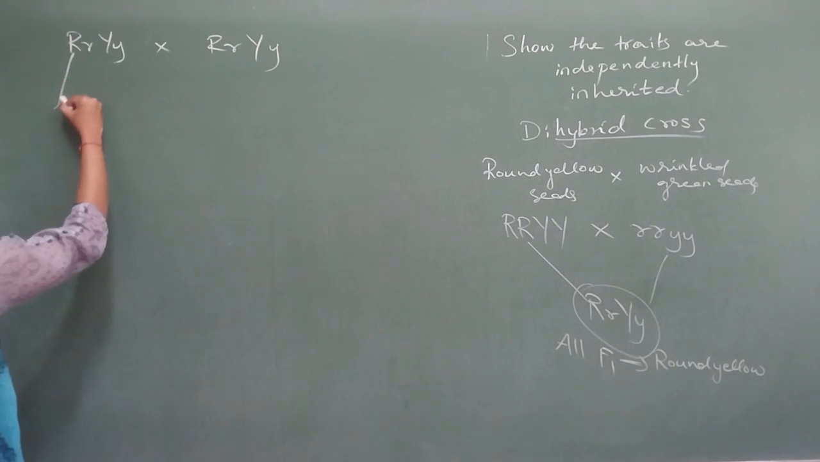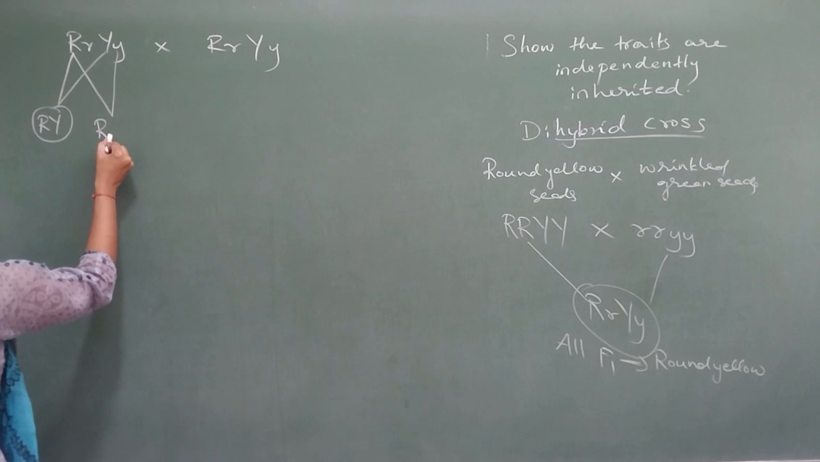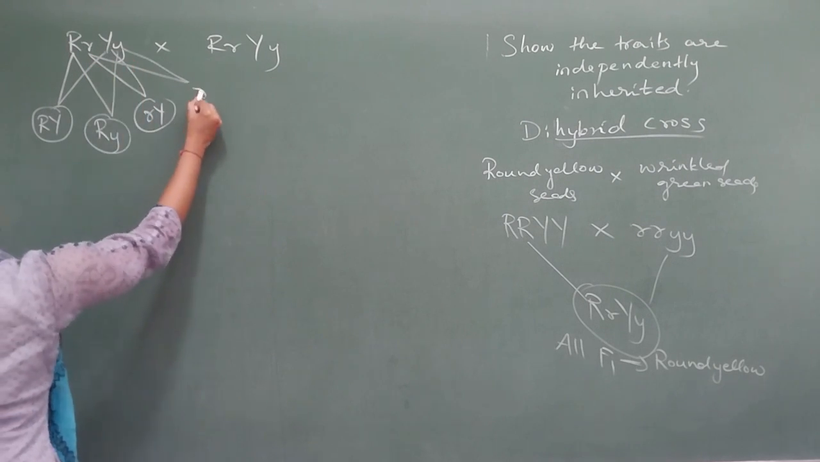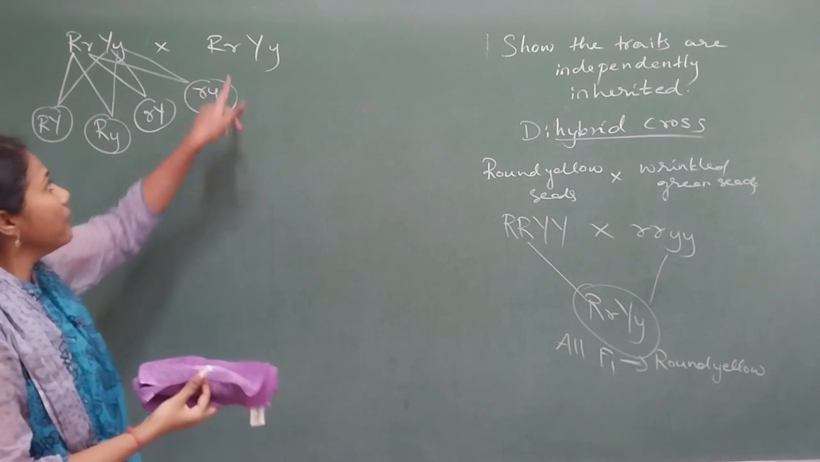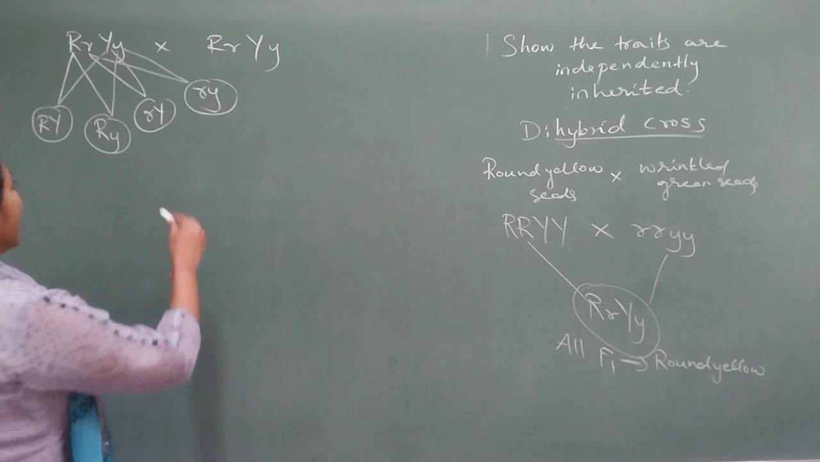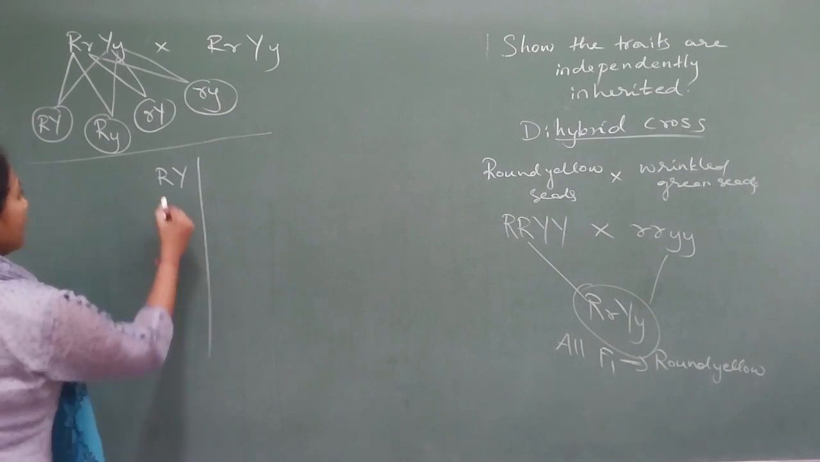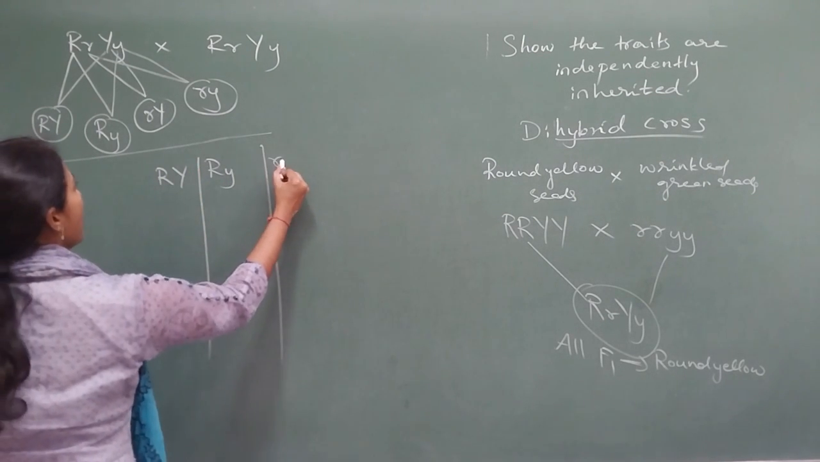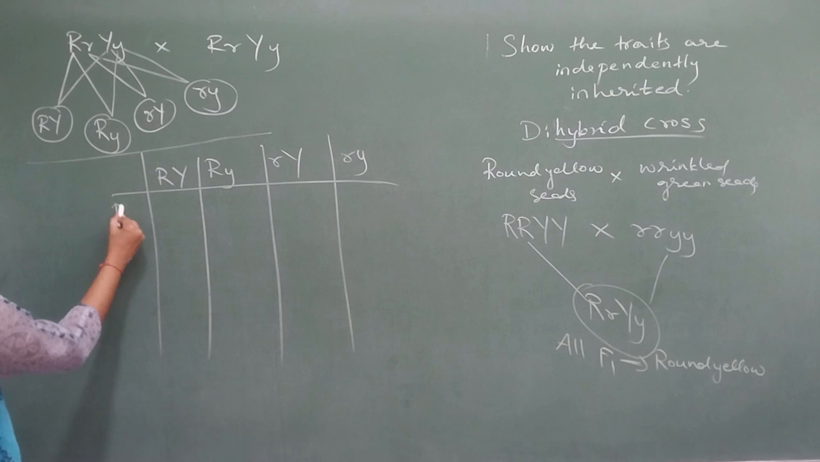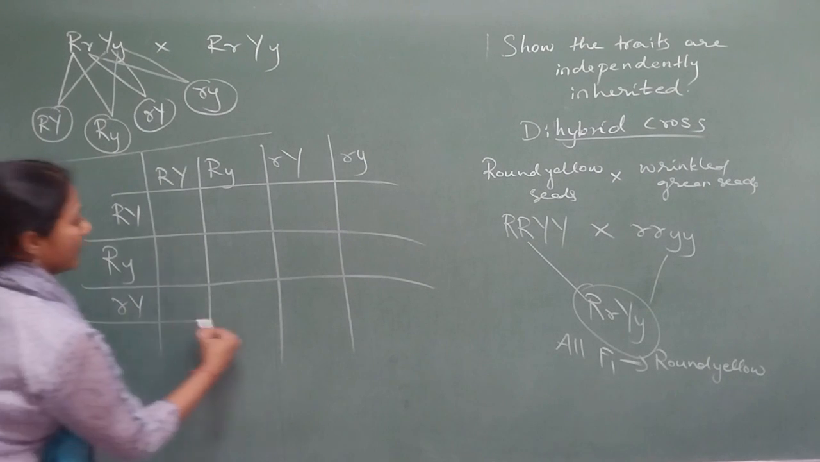This allele can stay with this allele, so a gamete can have these 2 alleles. This one can stay with this, so capital R, small y, small r, capital Y, small r, small y. These are the gametes possible, and this parent also has the same genotype, so the same gametes are possible. So how do you write the checkerboard? Gametes of this plant, horizontally you put capital R, capital Y, capital R, small y, small r, capital Y, small r, small y. The same gametes put vertically also.